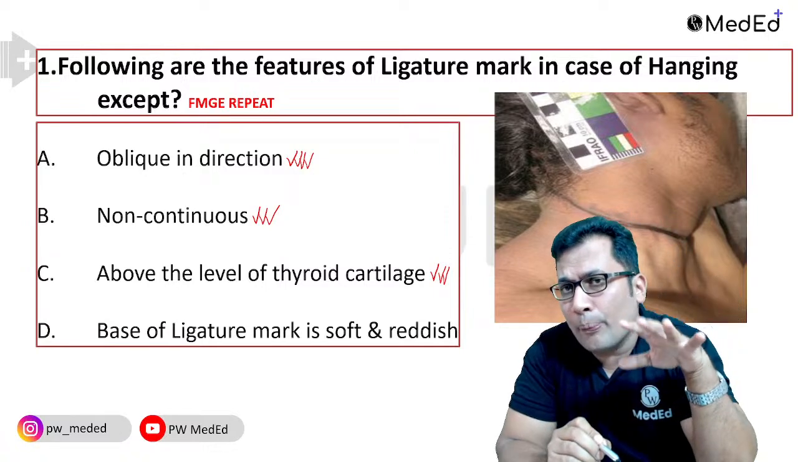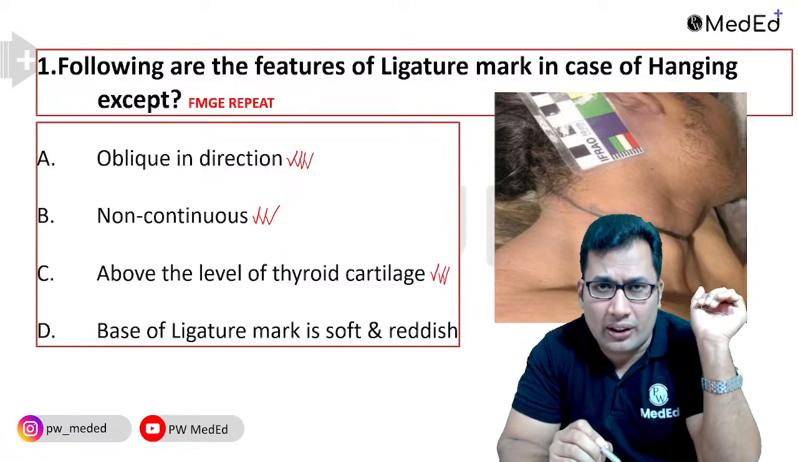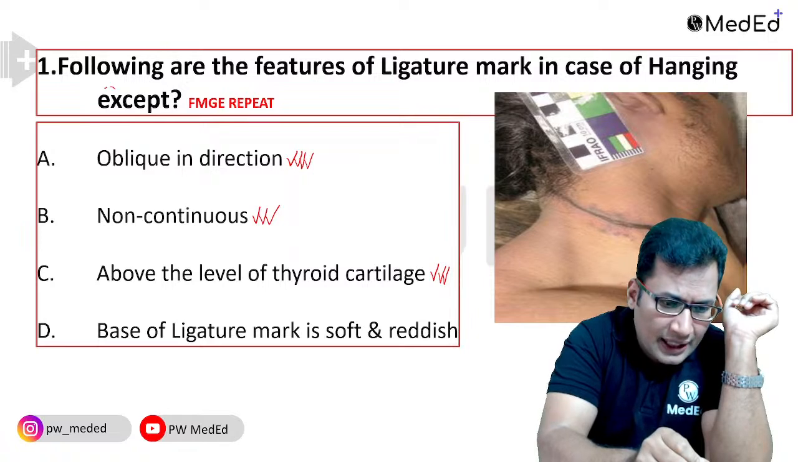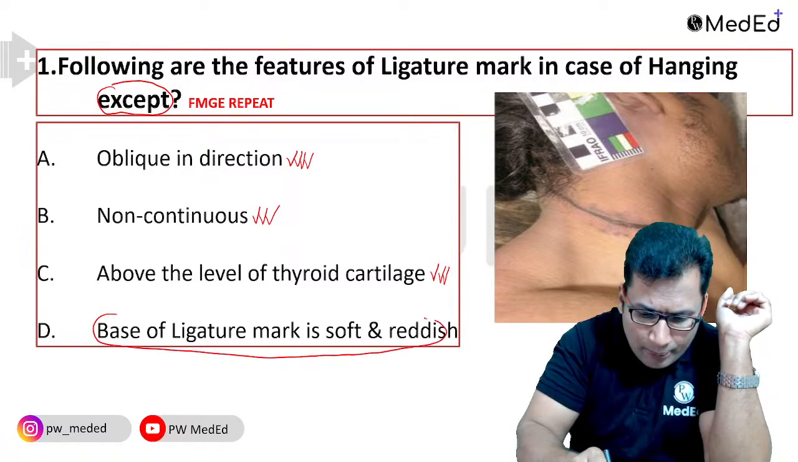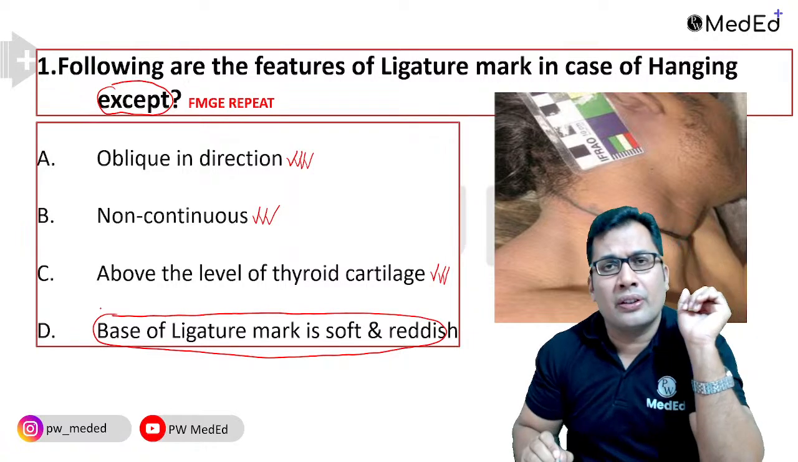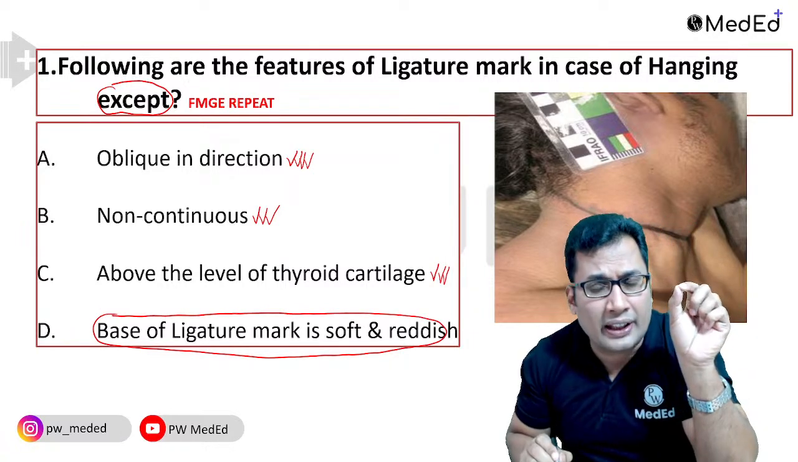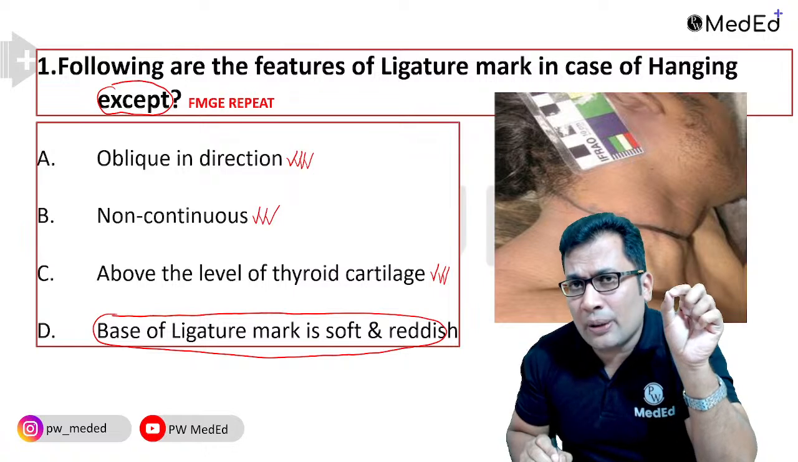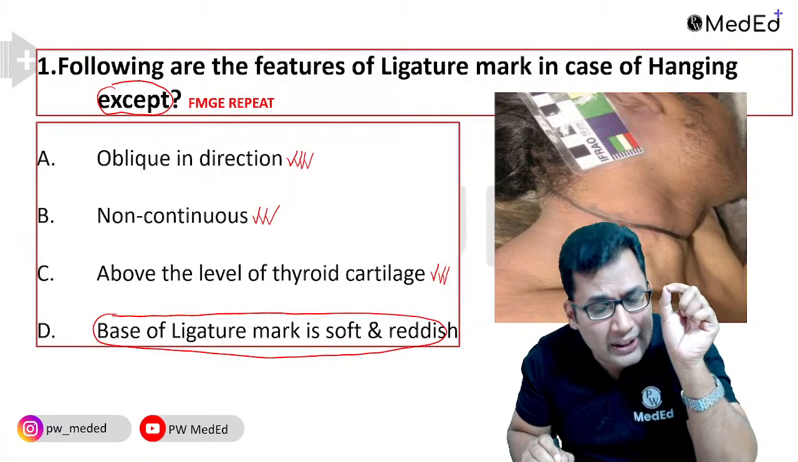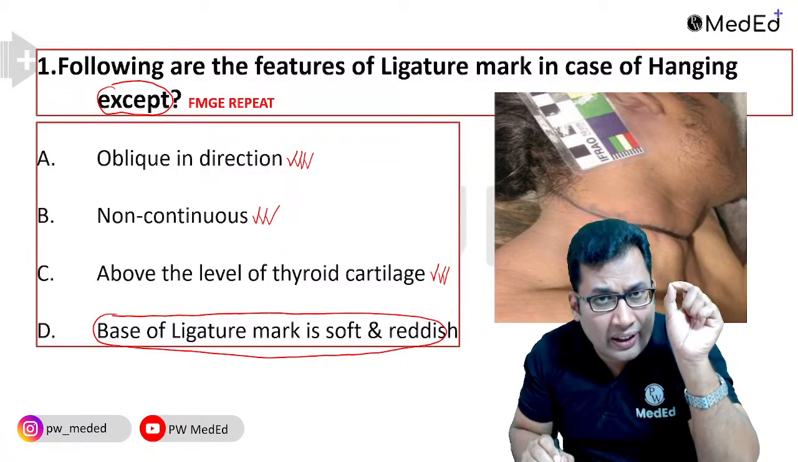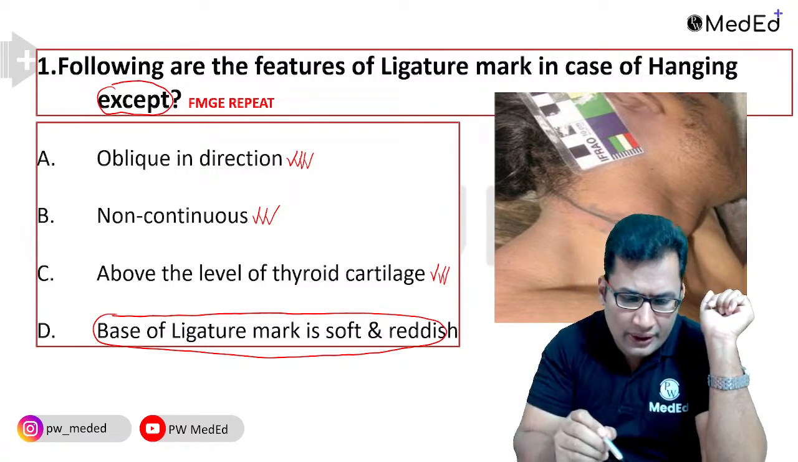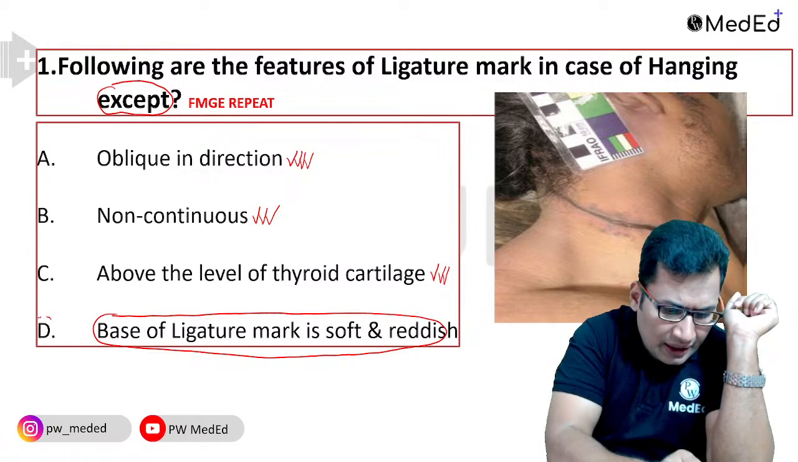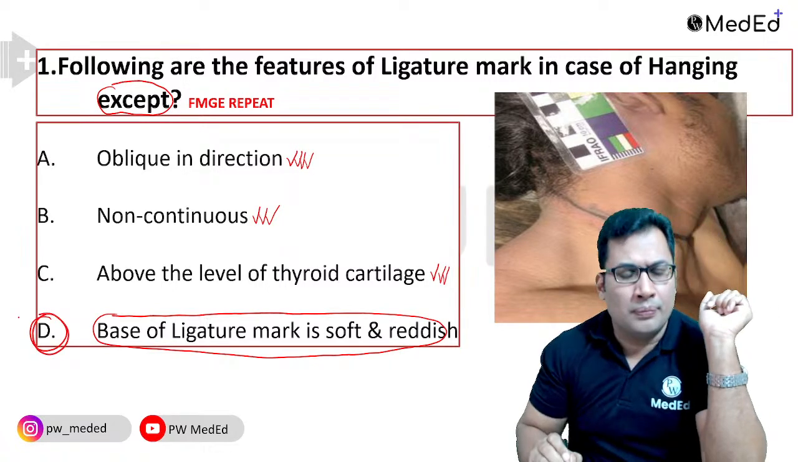So A is correct, B is correct, C is also correct. Here except is there, so the answer is base of ligature mark is soft and reddish. In case of hanging, ligature mark is a type of pressure abrasion. It is dry, hard, parchmentized. So D is the wrong statement here.